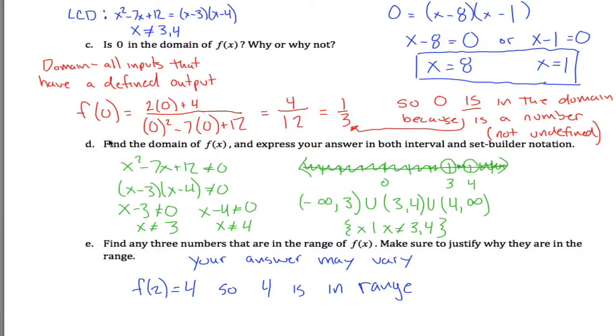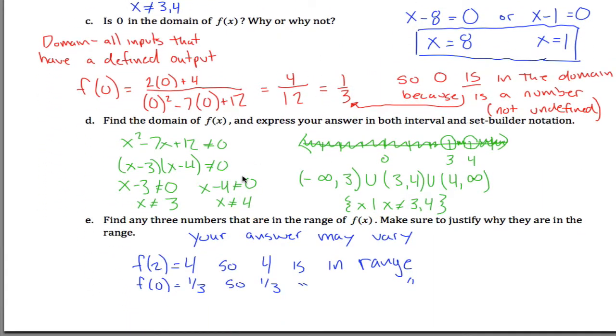Have I figured out any others? I figured out f of 0, so maybe I'll use that one. f of 0 is equal to 1/3. So 1/3 is in the range. I don't know if I've calculated any other ones, but I could. My third one, what do I want to use? I don't know. Use whatever you want.